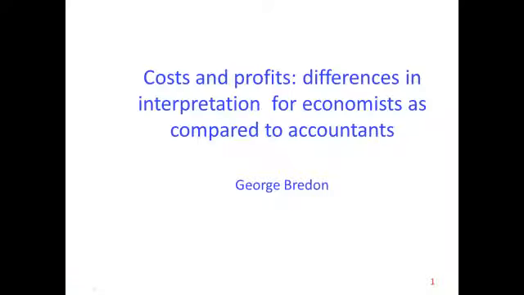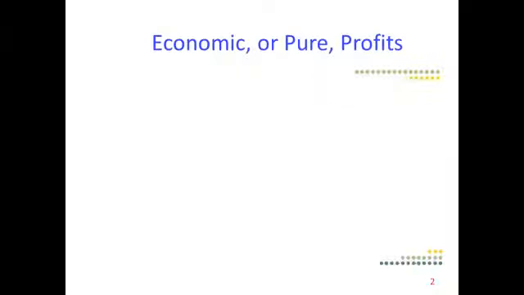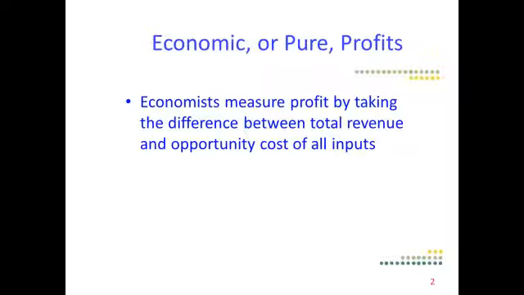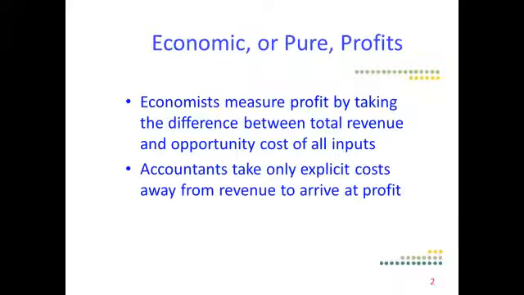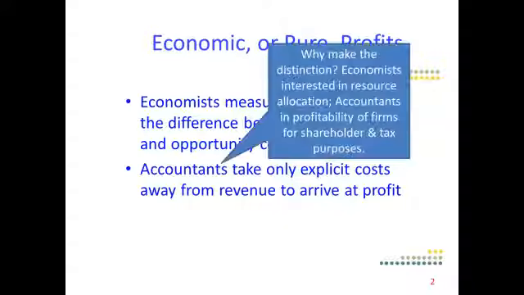In this video, we're going to look at the different ways that economists and accountants have of interpreting costs and profits. Now, economists measure profit by looking at the difference between total revenue and the opportunity cost of all inputs, whereas accountants take only explicit costs into account when they measure profit, and they take away those explicit costs from revenue. So why do they make this distinction?